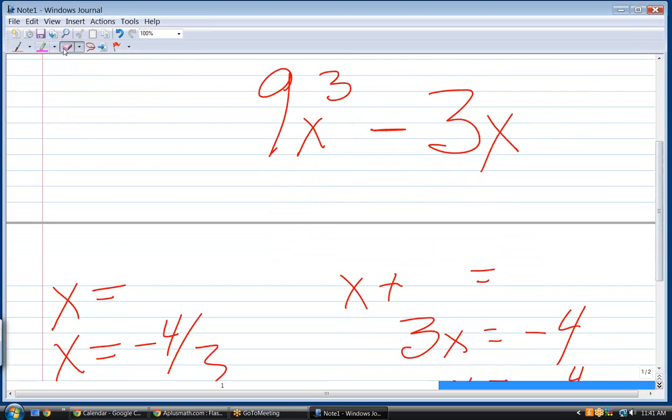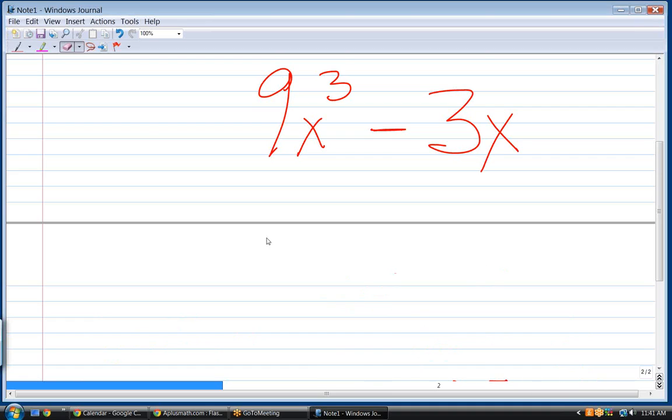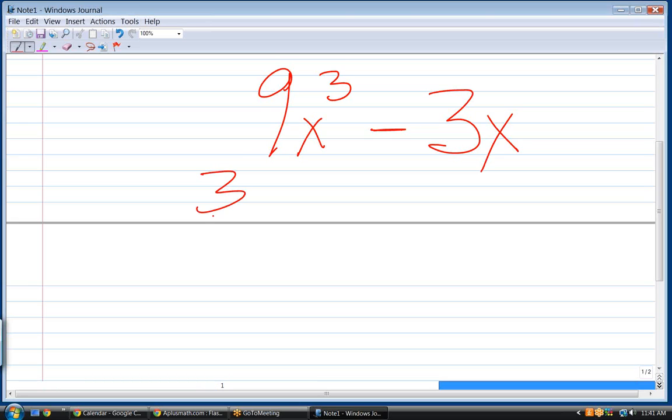Hold on, let me erase some of this other stuff. I want to separate that into two things. What's the greatest common factor? 3. Just 3 or 3 with a variable? Oh, 3x. Okay, what's left over? When I say what's left over, I mean, okay, after you've factored out 3x, what do you have remaining?